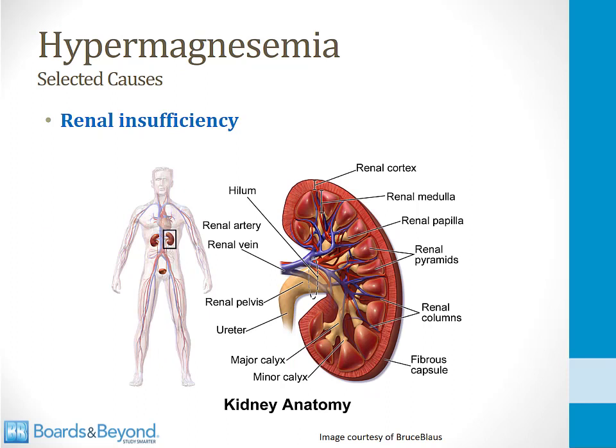There's really only one important cause of hypermagnesemia, that's renal insufficiency. When your kidneys don't work, you can't excrete magnesium, and this can lead to hypermagnesemia.